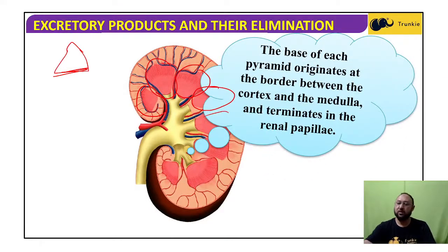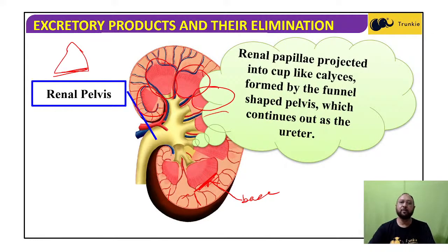The base of each pyramid originates at the border between the cortex and the medulla. So the base is found near the junction of the cortex and the medulla, and the pyramid terminates in the renal papilla. Renal papillae project into cup-like calyces formed by the funnel-shaped pelvis, which continues out as the ureter.